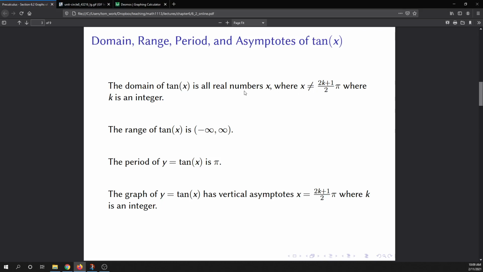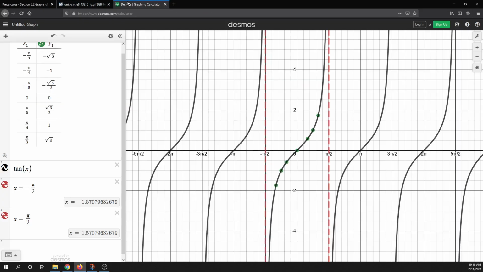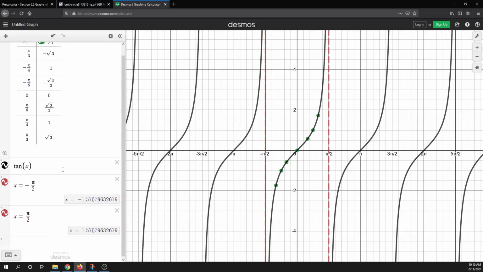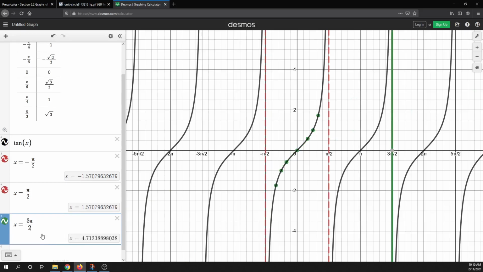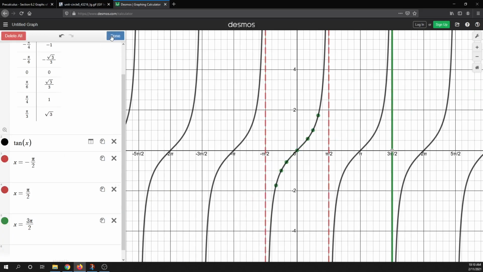So there are infinitely many places that are not in the domain of tangent. Likewise, at each one of those places, you're going to have a vertical asymptote. So the vertical asymptotes are x equals these values as well. x equals minus pi over 2 is a vertical asymptote, x equals pi over 2, x equals 3 pi over 2 is a vertical asymptote. Meaning those are vertical lines that the graph of tangent gets closer and closer to, and it has infinitely many of those.